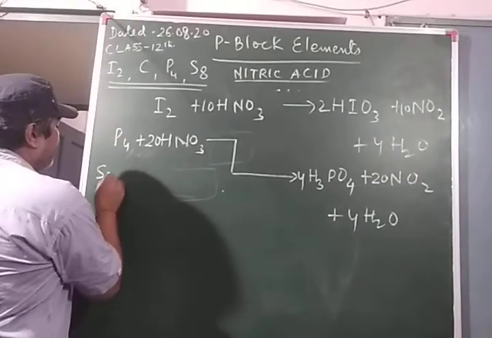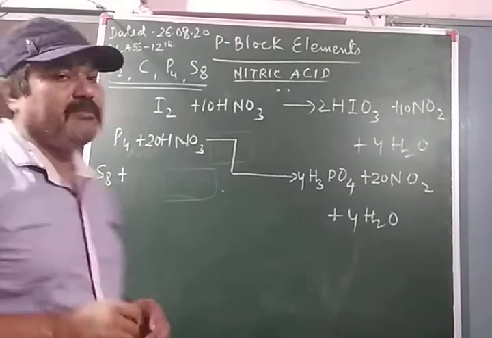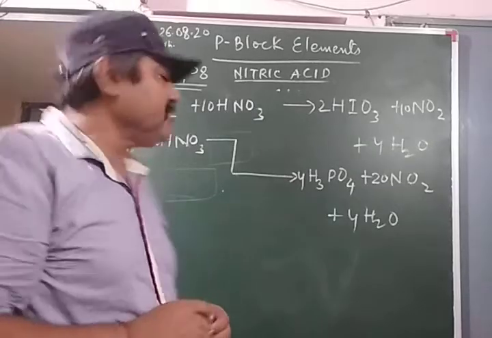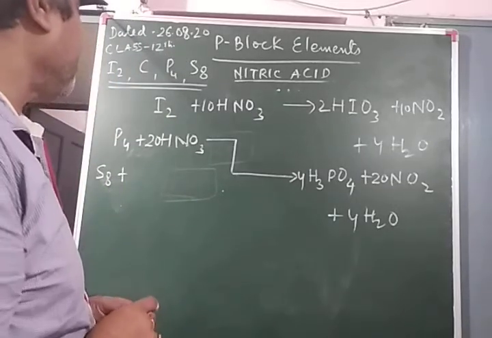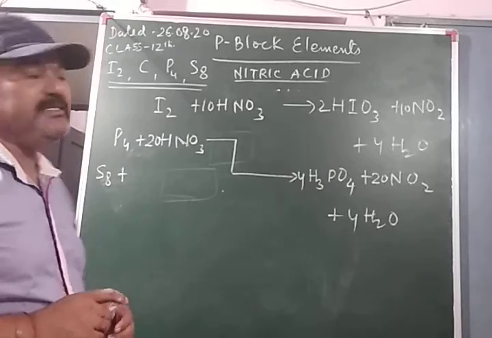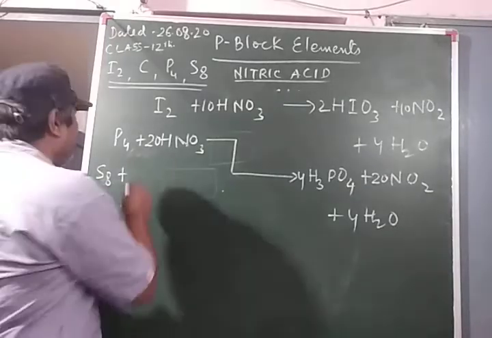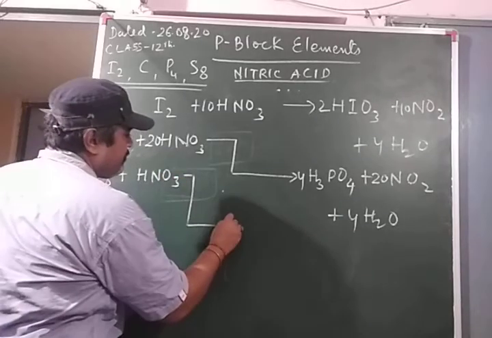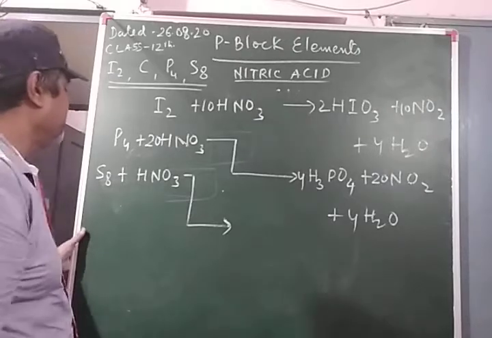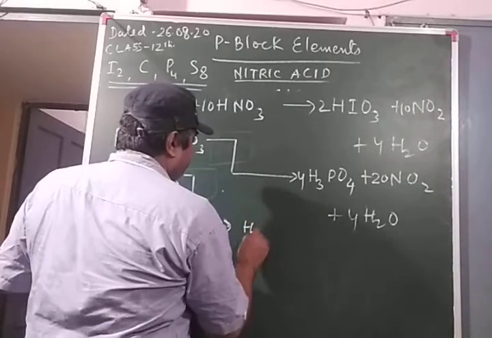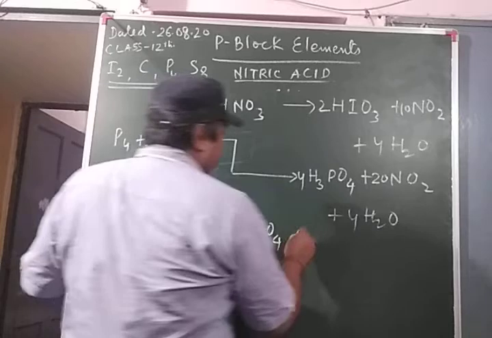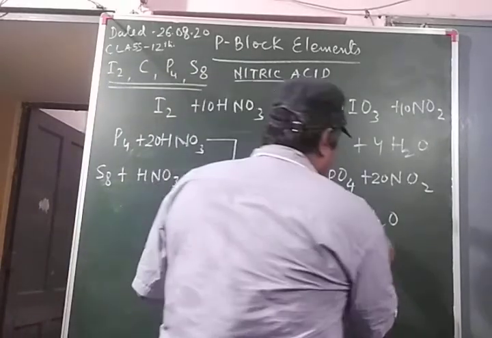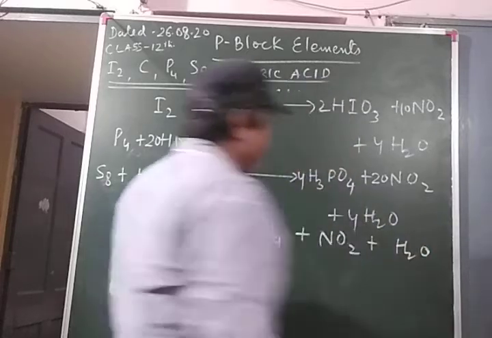Sulfur is taken as S8, because sulfur is found in a crown structure in which 8 atoms of sulfur are present. S8 plus HNO3 gives H2SO4, an acid, then nitrogen dioxide and water. Is it clear?